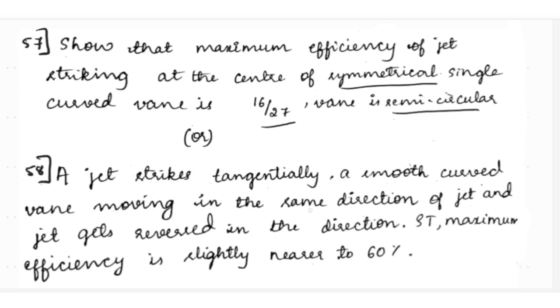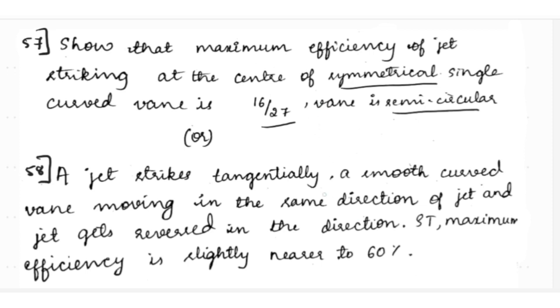The next one is, a jet strikes tangentially a smooth curved vane moving in the same direction of jet, and jet gets reversed in the same direction. Show that maximum efficiency is slightly nearer to 60%. So these two questions are the same.